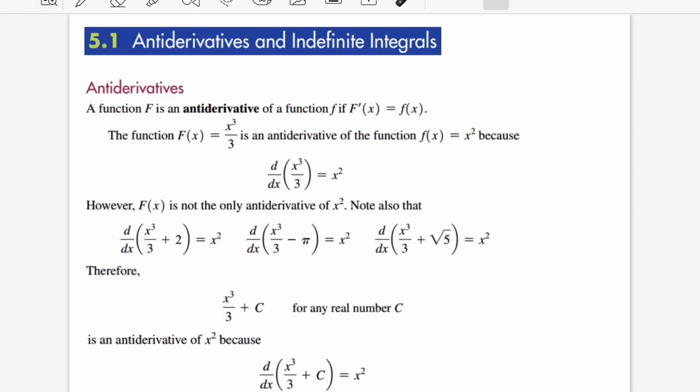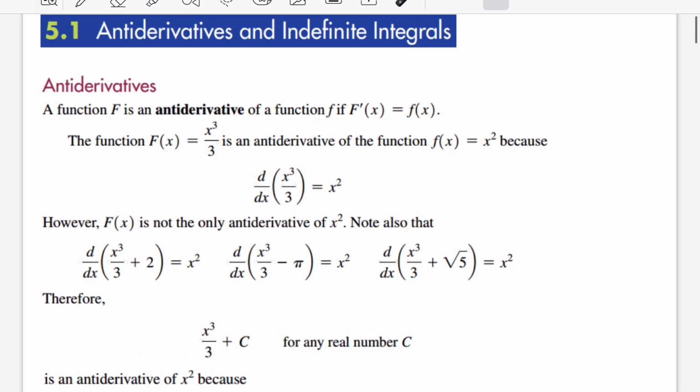In this video, we're going to go over section 5.1 from our textbook, which goes over antiderivatives and indefinite integrals. So we'll start with the definition of an antiderivative here. A function capital F is an antiderivative of another function lowercase f if the derivative of capital F is equal to that function lowercase f.